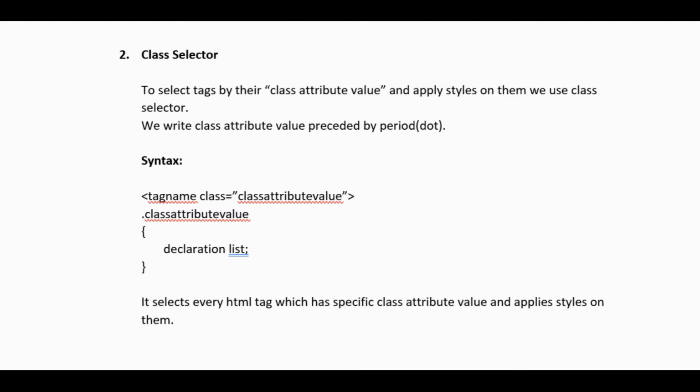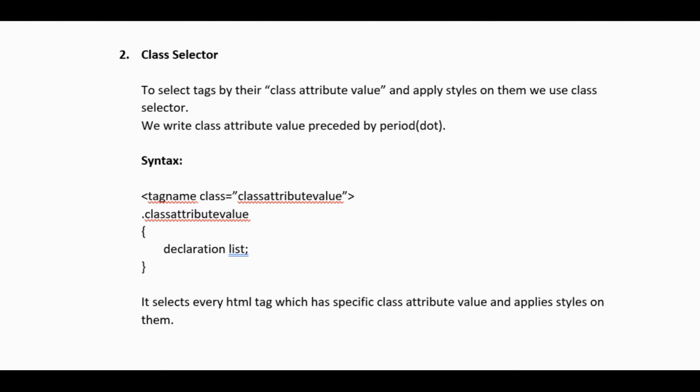Class selector is to select tags by their class attribute value. Just remember this class attribute value and apply styles on them. We use class selector. I think most of you are getting confused. We write the class attribute value preceded by a period, a dot. You will understand it when I apply this.